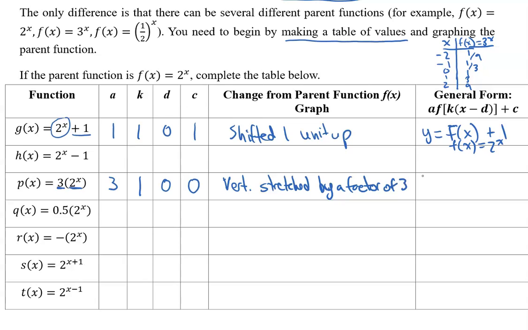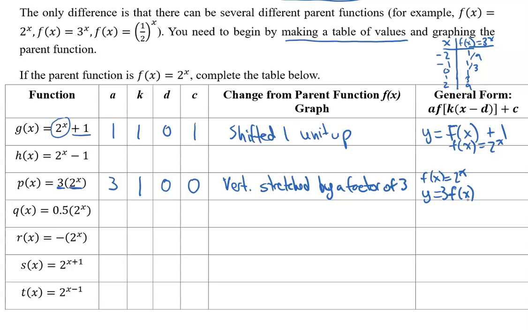And then in general, if our parent function is f of x equals 2 to the x, as it was in the first case, then we can write this out as y equals f of x times 3. So we write the 3 right in front of the f of x. So 3 times 2 to the power of x, we're replacing 2 to the power of x with f of x, and that's our general form.